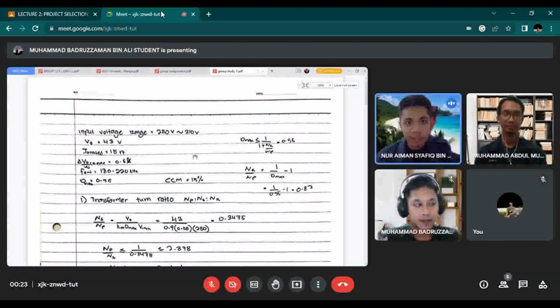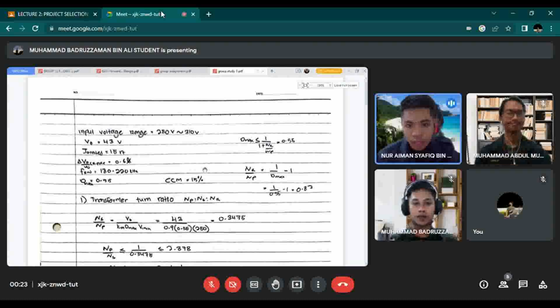Today we will present about the group discussion that we have done. So for the first question, transformer turn ratio, winding P, S and R ratio. First, we find the windings reset over windings P ratio, which is equal to 1 over D max minus 1. And we got the answer is 0.82.